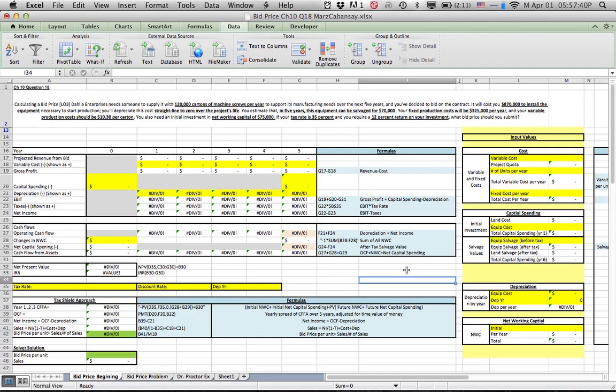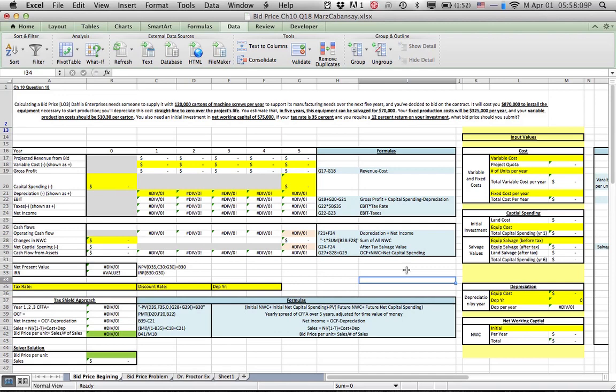Right now, we're going to go over the process of calculating a bid price problem. The bid price problem is a really good problem to test your overall understanding of all of the different concepts of Chapter 10. It involves using the pro forma spreadsheet, cash flow analysis. You have to calculate net present value and IRR, as well as using the tax shield approach.